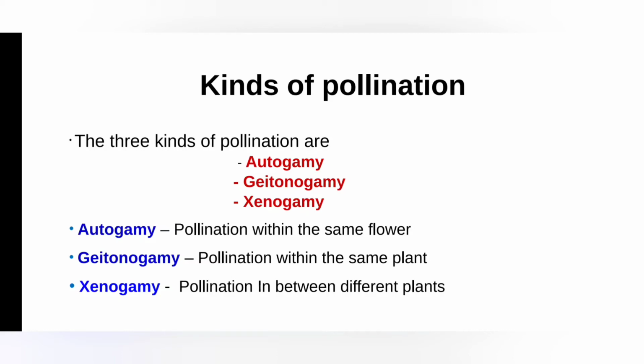Then comes xenogamy: pollination between different plants, not the same plant. In this case, the plants produce different kinds of flowers. In the case of the papaya plant, we can see one plant produces only staminate flowers, not pistillate flowers, and another plant produces only pistillate flowers. In such cases, pollination takes place from plant to plant, and that is termed as xenogamy.